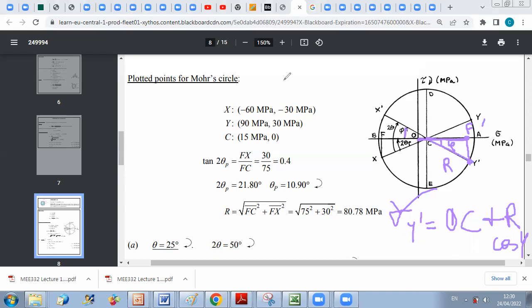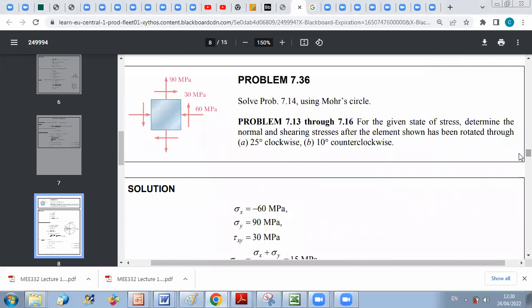Now, for the second case, they want you to find what if I rotate 10 degrees counterclockwise with respect to XY axis. If I rotate on the element, so this is X, this is Y. If on the element I rotate 10 degrees counterclockwise, so on Mohr circle, I should rotate 20 degrees counterclockwise. So this is X second and this is Y second. And I want to find the corresponding state of stress in this frame.